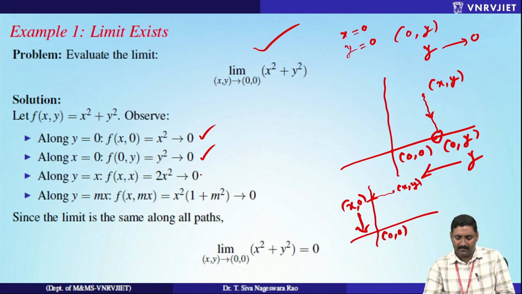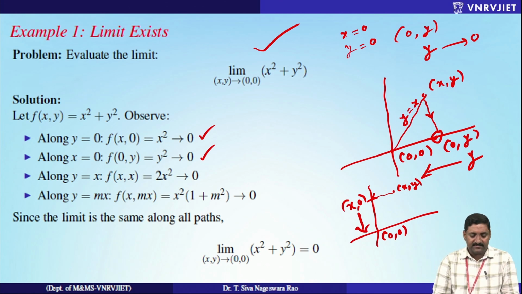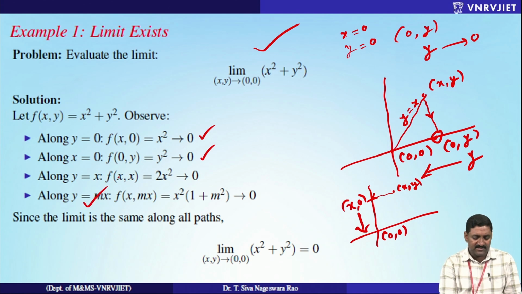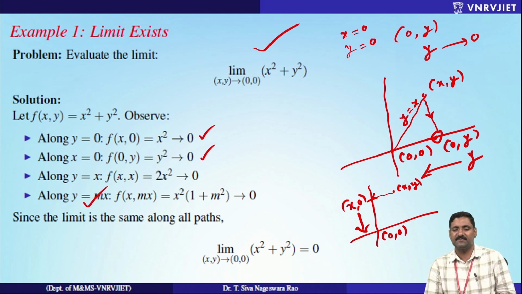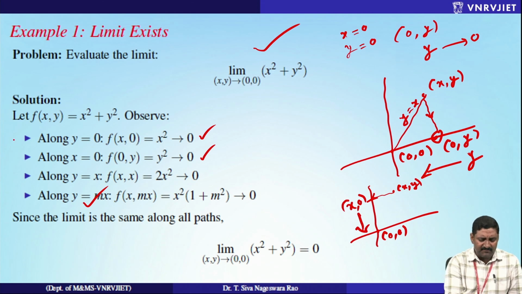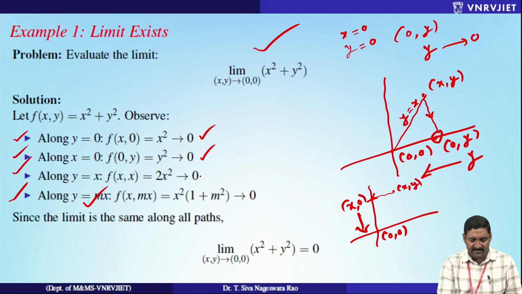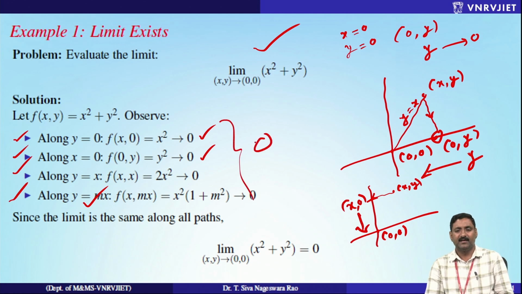This is another path. Between these two, there is one more path, y is equal to x. There is a chance. Why? Because the equation y is equal to x passes through the origin. And next, this is one more path, y is equal to mx, a family of straight lines passing through the origin. If you are taking any of the four paths, the limit is always 0.